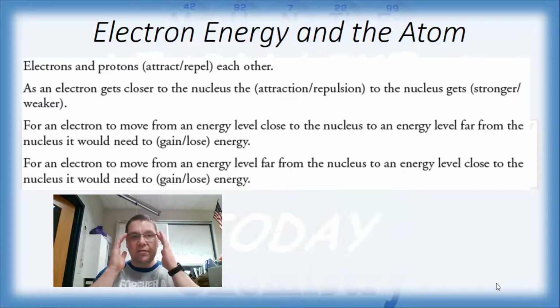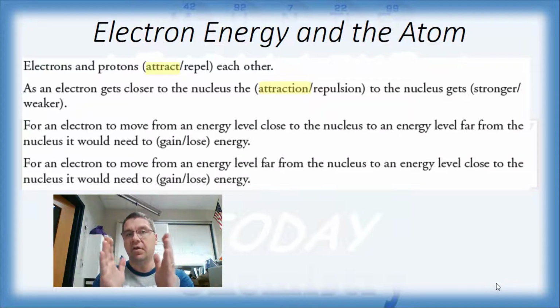So if we think about electrons and protons, we know that opposite charges tend to attract. And so if we go back to our discussion of Coulombic attraction, as the negative electron gets closer to the positive nucleus, that attraction to the nucleus is going to get, see if you can fill in the blank here. As the electron gets closer, distance gets smaller. The smaller the distance, the greater the Coulombic attractive force. So the stronger the attraction would be.